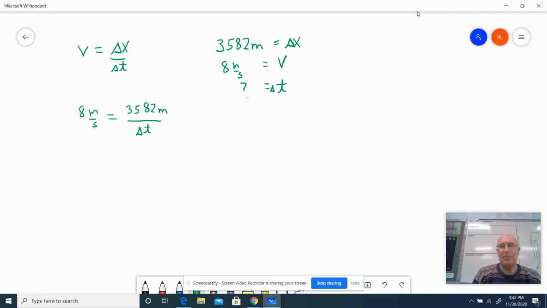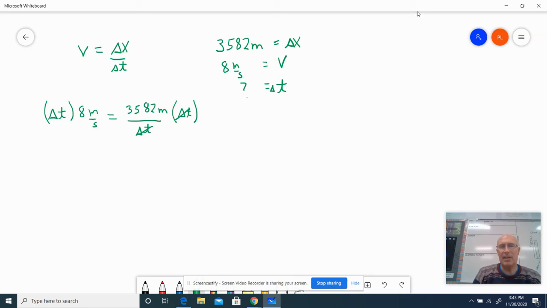To solve this problem, we need to get time all by itself in the numerator. How are we going to do that? How do we get time to go over there? Well, we need to multiply both sides by the change in time. Then it cancels on this side, and that places it on this side. Now that does not solve our problem. Now we have meters over here and velocity over here, but we still can't solve for time.